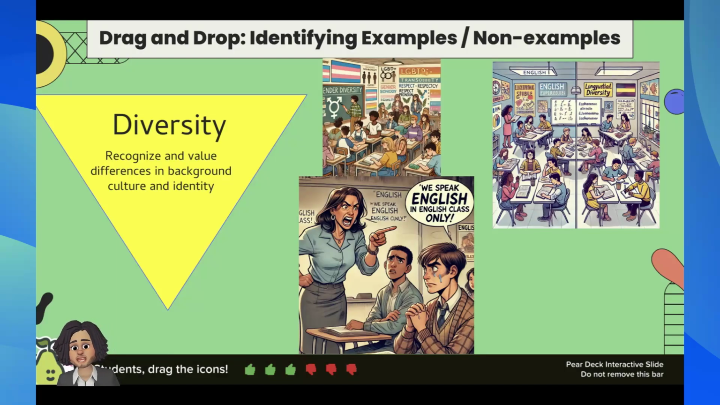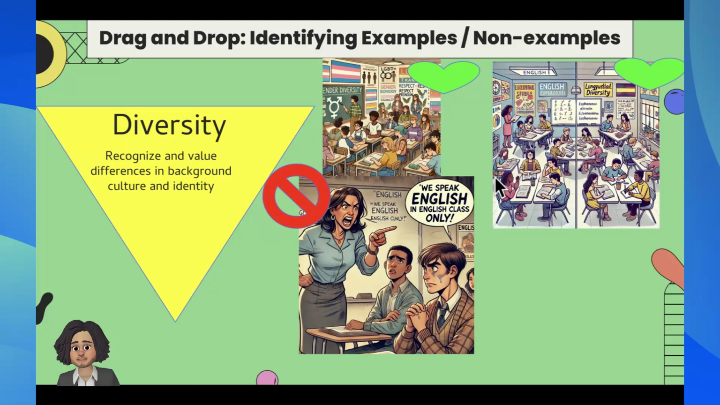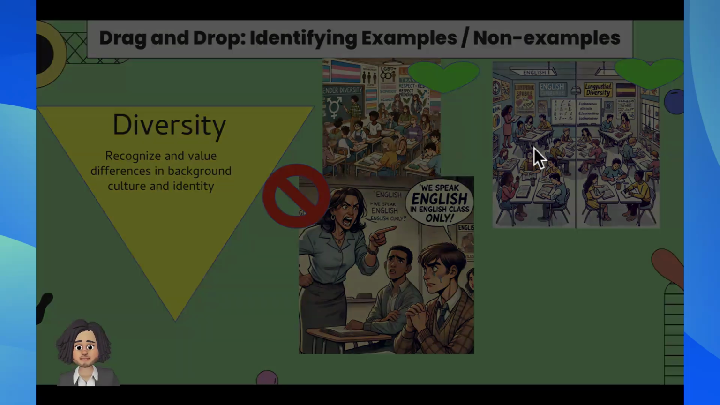Go ahead, pause the video and drag and drop thumbs up and thumbs down for an example of diversity and a non-example of diversity. Go ahead, click pause. Ready to go over the answers? Let's go. All right, that last picture is a non-example of respecting diversity. As you can see, the teacher is scolding the other students about only speaking English in an English class. However, that does not respect the diverse language backgrounds of certain students.